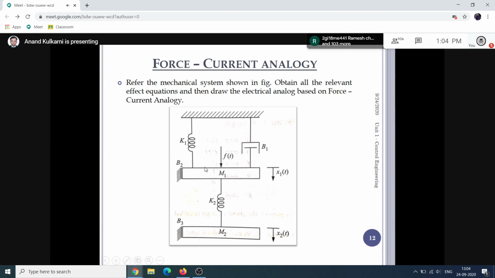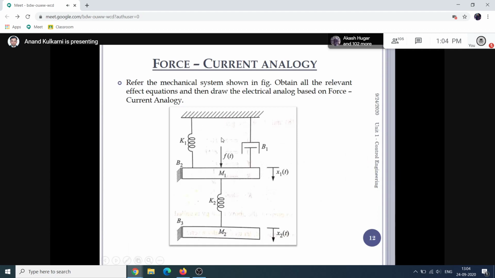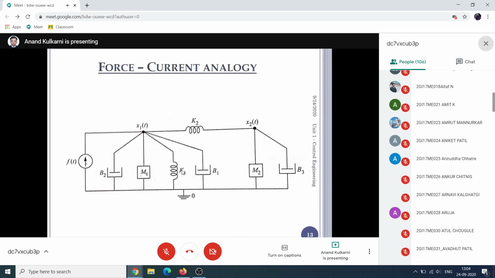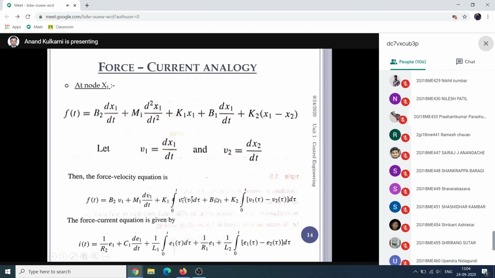So how many interactions are there? 1, 2, 3, 4, 5, 6. There are 6 interactions on x1. Just observe here: x1, mass, spring K1, force, damper B1. There is one more damper B2, its own mass M1, and one more spring K2. So 6 interactions are happening at x1.